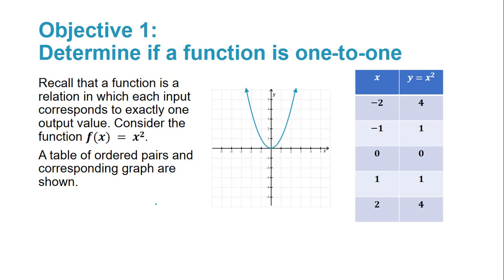If I press a particular item, I should get only one item out of that vending machine. Just like with a function, if I input a value, I should get only one value out. And so consider the function f of x equals x squared.